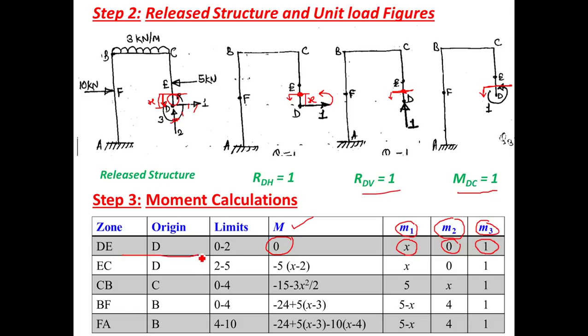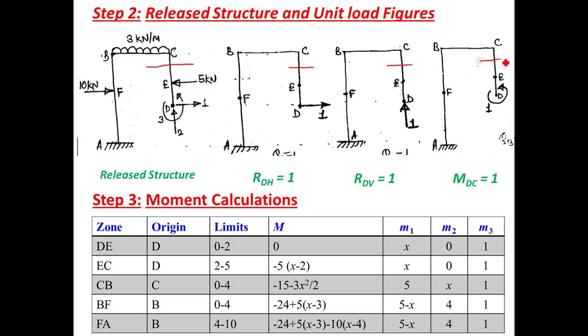We have taken this section in first zone in all 4 figures, and we have completed the first element of all 4 moment columns, capital M, M1, M2, M3. Okay, so this is first zone. Now we'll take the section in second zone. Second zone means E to E. So take a section here in second zone in all four figures.